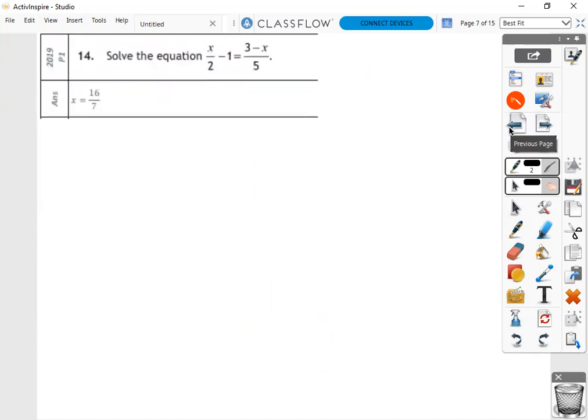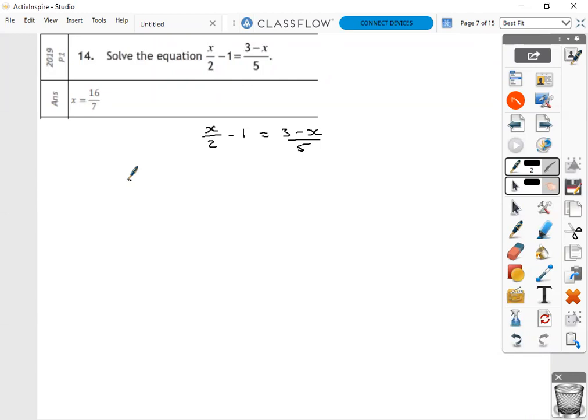Okay, this again is quite a wee tricky one, because we've got fractions on both sides. Okay, so that's a 2019 paper one. So we have x over 2 minus 1 equals 3 minus x over 5. Again, there's a few ways of doing this. Okay, and there's no right or wrong way you can do this to get to that answer.